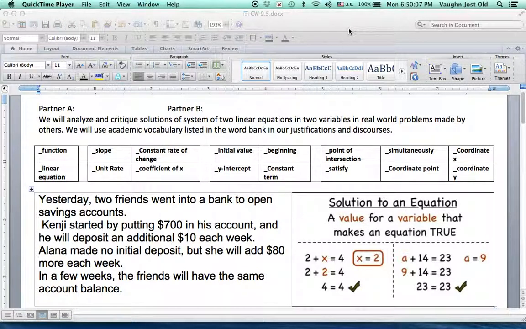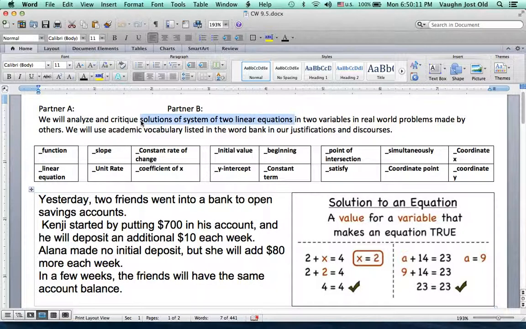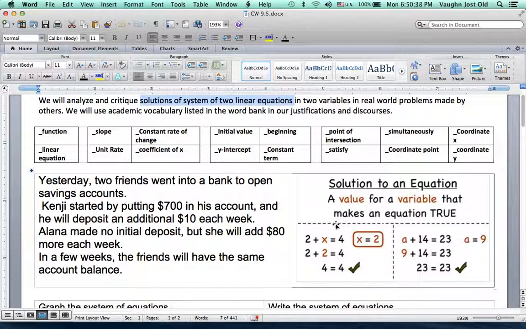All right, so today we're going to be looking at, again, how to find the solution to a system of two linear equations. When we talk about a solution to an equation, here's an example. If we have a simple equation like 2 plus x equals 4, the solution is whatever value for the variable x makes this equation true. So in this case, obviously it'd be 2. Over here in this case, a equals 9 would make this equation true. So that's the solution to our equation.